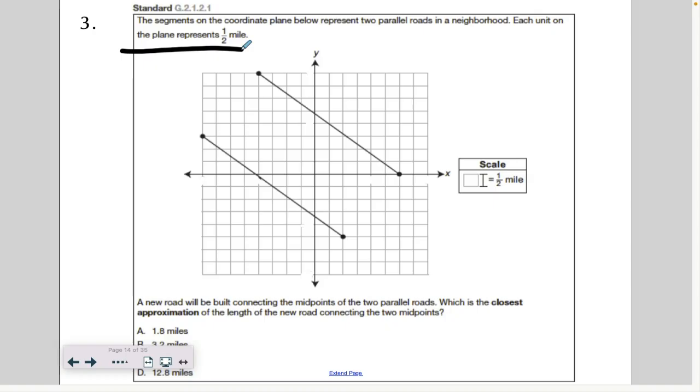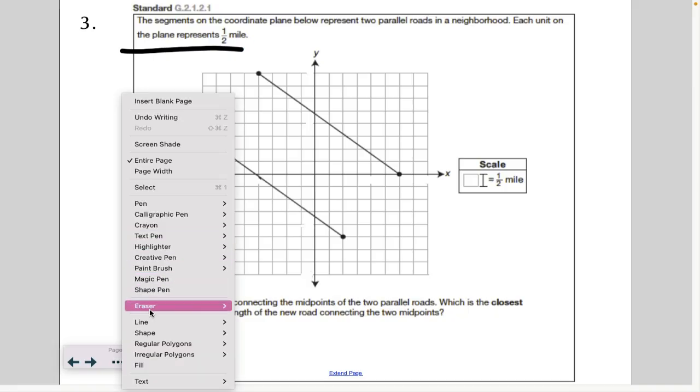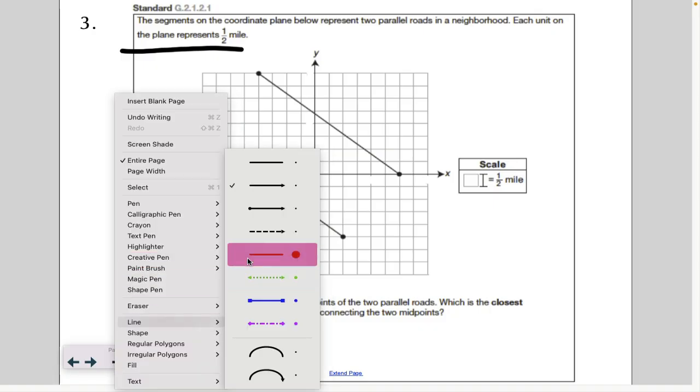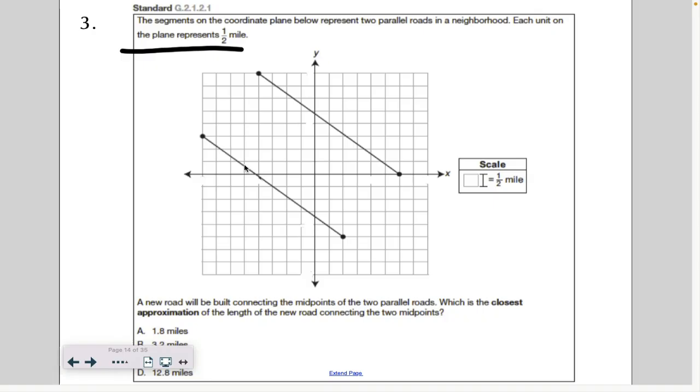Each unit on the plane represents a half mile. Some of you, that's already going to affect your answer, but we'll get to that later. A new road will be built connecting the midpoints of them, and we want to know the length of it. Do we actually have to find the midpoint? We don't. Ava: because they're parallel, no matter where you measure from, they're the same distance. Let's pretend I thought that was the midpoint, which is a pretty good guess. Isn't that the same distance as that or that? So you don't even need to find the midpoints.